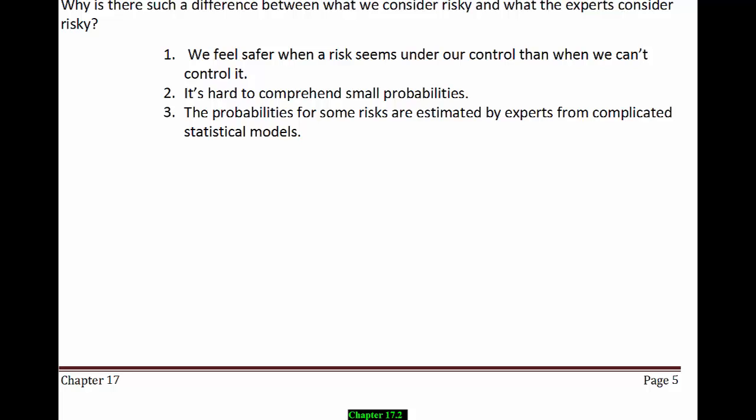Number 1, think about fear of riding on an airplane. A lot of people are afraid to ride on airplanes, but not afraid to get in cars, even though you're much more likely to be unsafe in a car. So why are we afraid to ride in airplanes? Some of us are afraid because it seems like we don't have any control. We're not flying the plane. We can't do anything if the engines fail. There's nothing we can do. So we feel safer when a risk seems under our control than when we can't control it.